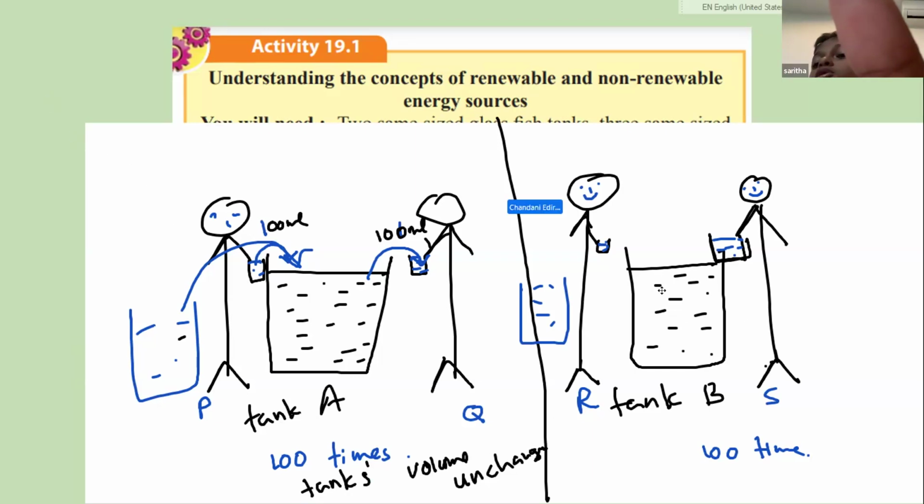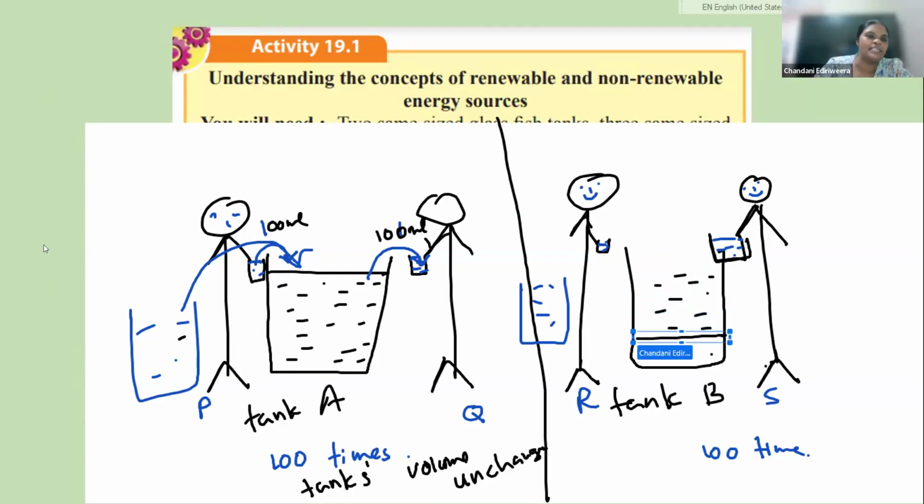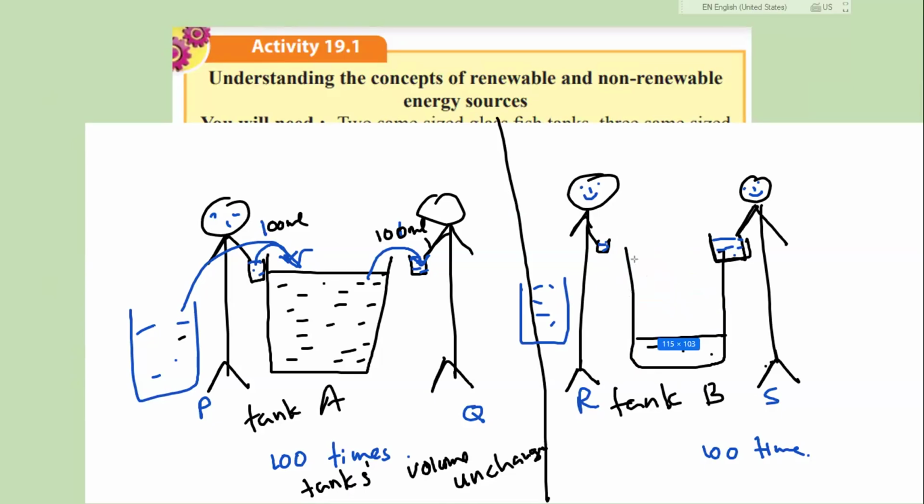Madam, it will change. The water level will decrease step by step. Why is it decreasing? Because the person S is taking a big amount of water out, and the person R is adding only a small amount of water into it. So here the water level is gradually decreasing.